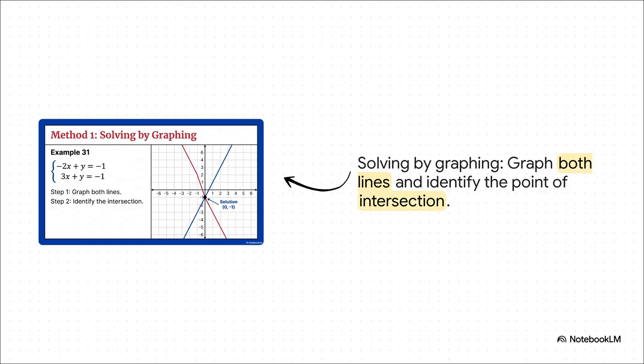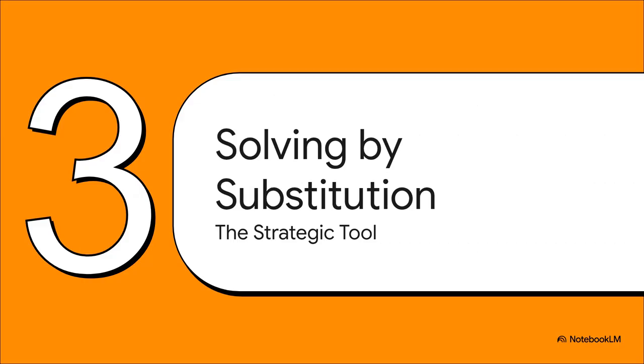In this example, you can see it plain as day. It's right there at (0, -1). That's it. That's our solution. Now, graphing is awesome for getting a picture of the problem, but it does have a weakness. If the answer is something messy, like with fractions or decimals, it can be really tough to get the exact answer just by eyeballing it. So, when we need that pinpoint accuracy, we have to turn to algebra.